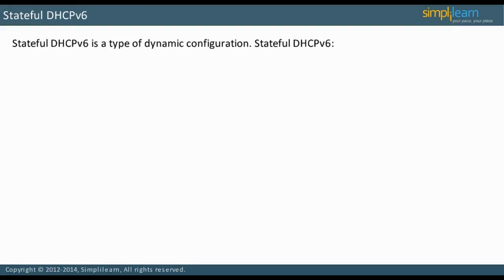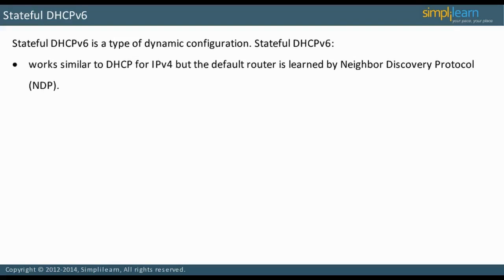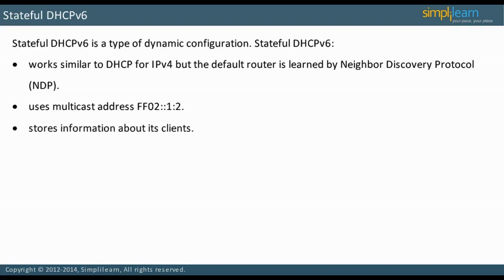Stateful DHCPv6 is a dynamic configuration. It works in a similar way to DHCP for IPv4 except that the default router is learned by the Neighbor Discovery Protocol, NDP. This is a new IPv6 protocol. Stateful DHCPv6 uses multicast address FF02::1:2. It is stateful. It keeps information about its clients such as addresses and lease times.